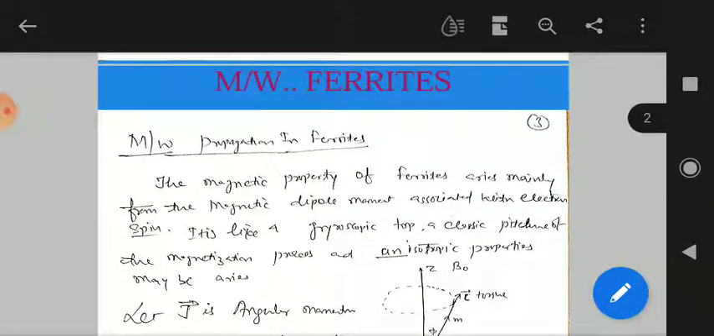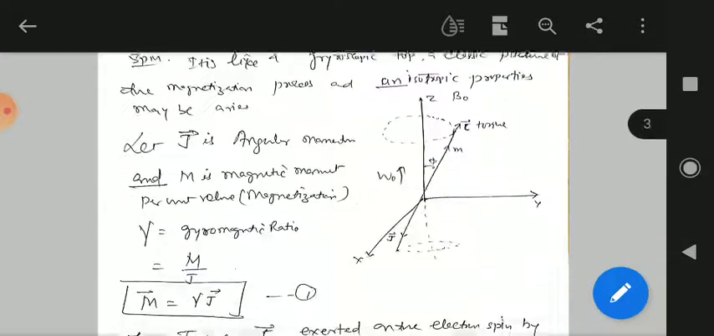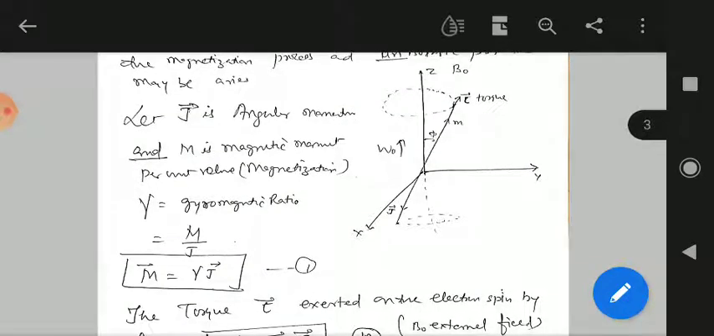Microwave propagation in ferrites. The magnetic property of ferrites arises mainly from the magnetic dipole moment associated with the electron spin. It is like a gyroscopic top, a classical picture of the magnetization process, and anisotropic properties may arise. Let G be the angular momentum and capital M the magnetic moment per unit volume, that is, magnetization. Gamma is the gyromagnetic ratio. Then gamma equals M by G. As in the figure, the directions of M and G are opposite to each other.